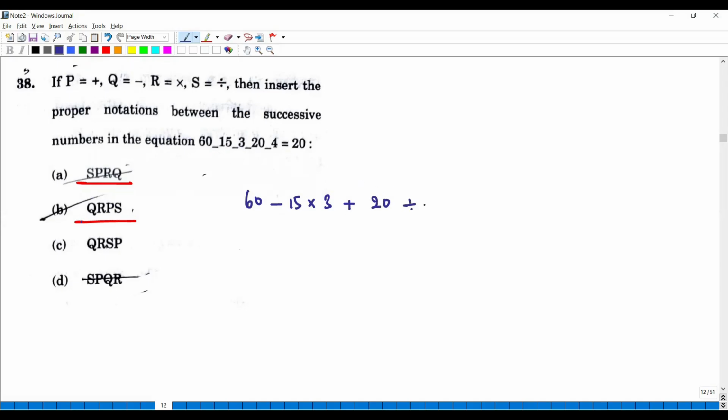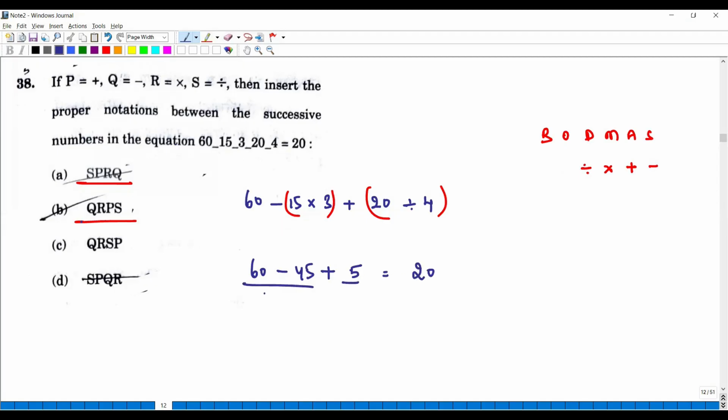Finally divided by 4. So we follow BODMAS: division, multiplication, addition, subtraction. First division, then multiplication. Then addition and subtraction, you can do simultaneously. So 60 minus 45 plus 5. So it is 15 plus 5, ending up with 20. So you follow the BODMAS rule and apply it to the options. Even if you don't apply all the options, only the first and second answers fit. So this is very much doable. Even if you spend 1 to 1.5 minutes, it is very much doable.